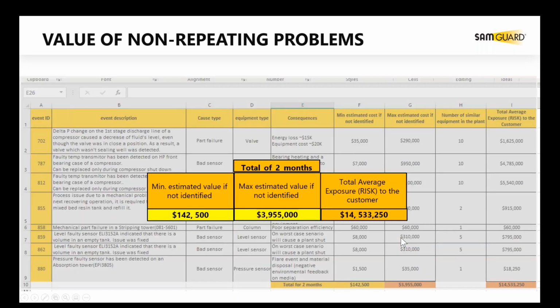So for these 2 months of operation, for these 2 months of alerts, we basically got to a value between $140 to $4 million in savings. Okay, and that's without getting into Samgard pricing, it's much more than we price for those 2 months. A huge return on investment. Okay, so here we're actually able to provide clear value, which is directly connected to the events that were triggered by the application.